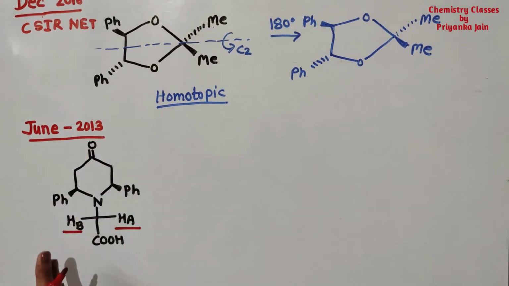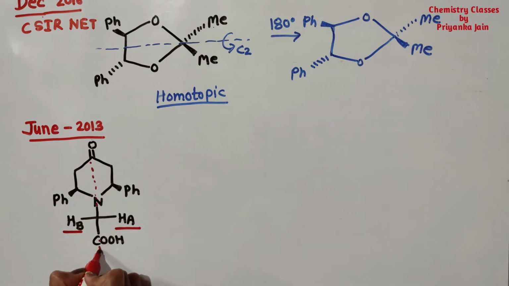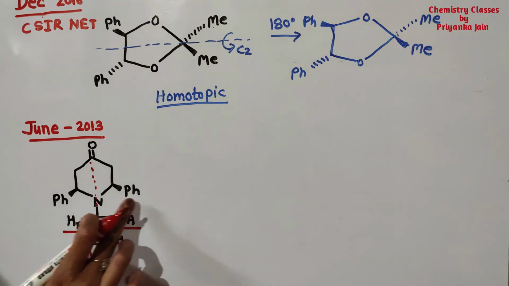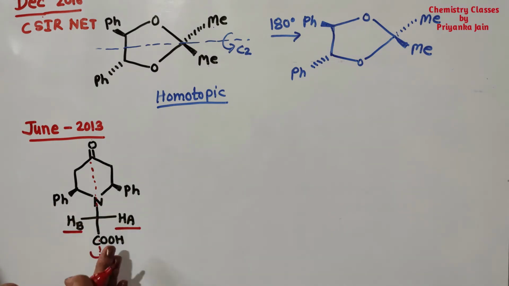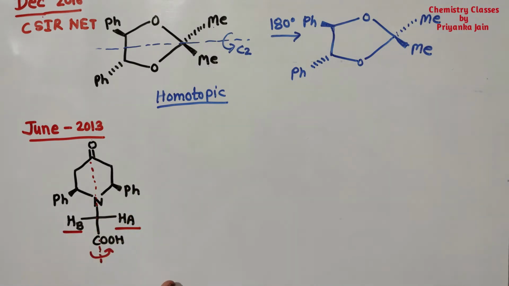Now if I pass an axis of symmetry through this molecule in this manner and rotate about it, what will happen? See here, both the phenyl groups are present above the plane, right? So when I rotate, this will go below the plane and this will also go below the plane. So we get a structure in which both the phenyl groups are below the plane, which means there is no C2 axis present, right? So in this molecule there is no axis of symmetry, so these two hydrogens cannot be homotopic.